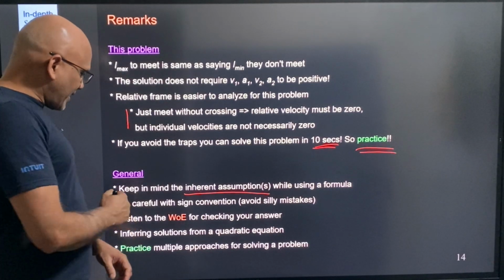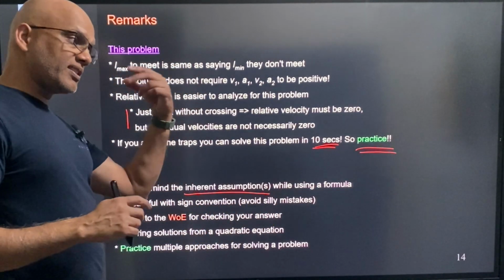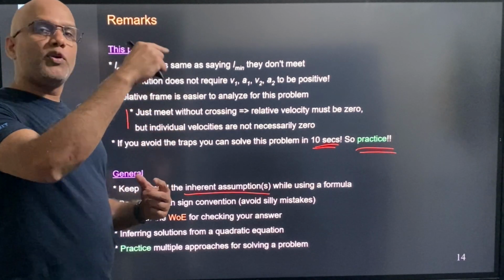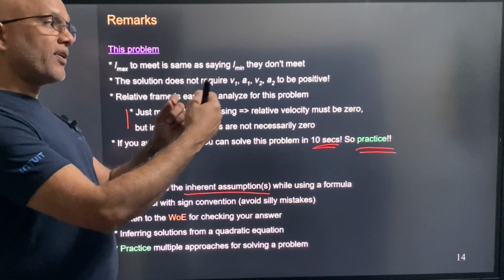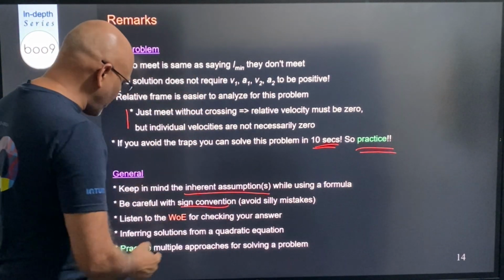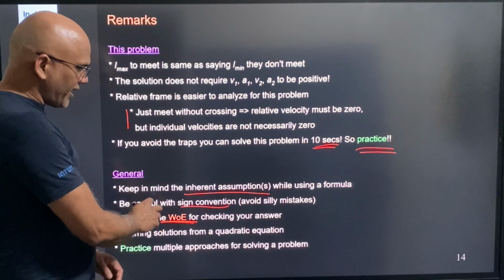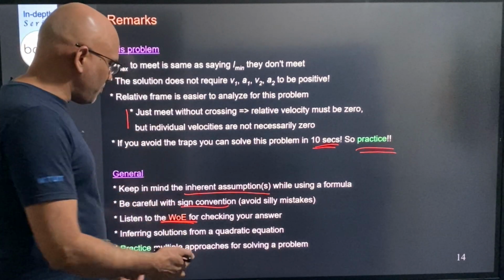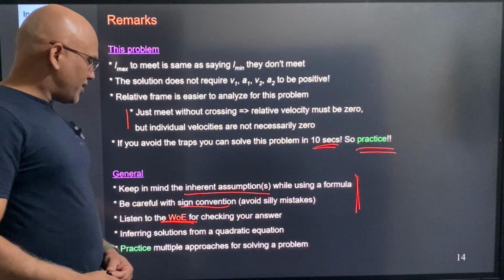The second thing is, be careful with sign conventions. Avoid silly mistakes. In the second solution, for the relative velocity, I wrote v12 equals v1 minus v2. That was a very silly mistake, another trap. I forgot that v1 and v2 are in the opposite direction. So be careful with the sign convention. Now listen to the whispers of expression. This is actually the most important thing. If you get into the habit of listening to the whispers of expressions, you can catch these mistakes, right?